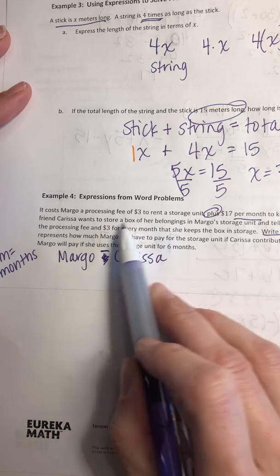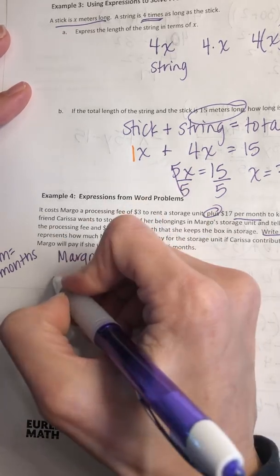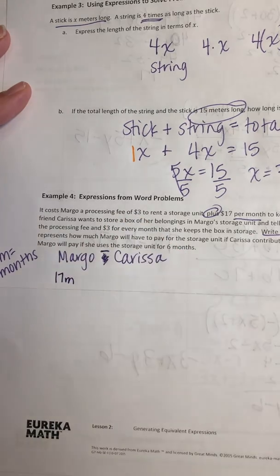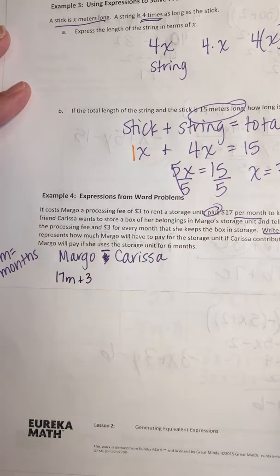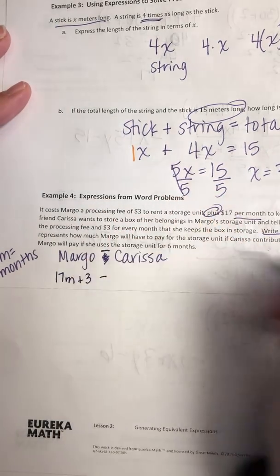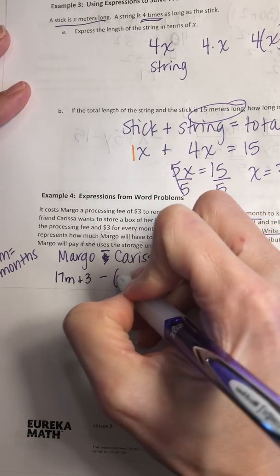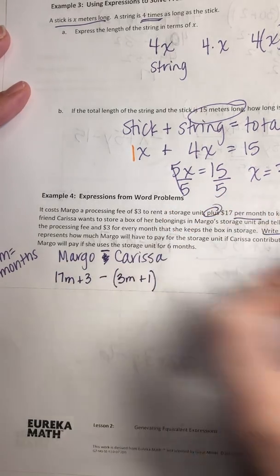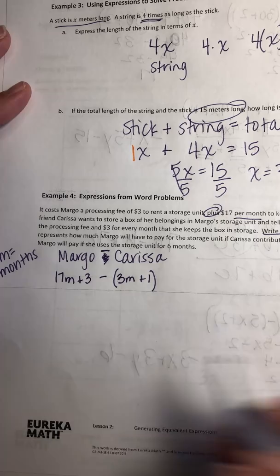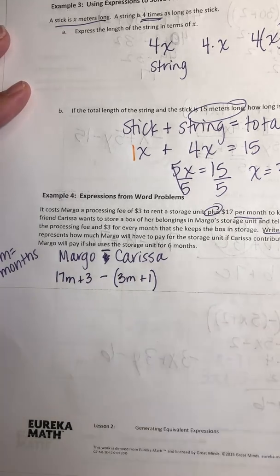So from the problem up here, Margot has a processing fee of $3 and $17 per month. We don't know how many months, so 17 times M plus that $3 fee minus what Carissa does. Carissa said she's going to pay $1 towards the fee and $3 per month. Here's $3 per month and the $1. So if we simplify this, this will tell us how much Margot will have to pay.